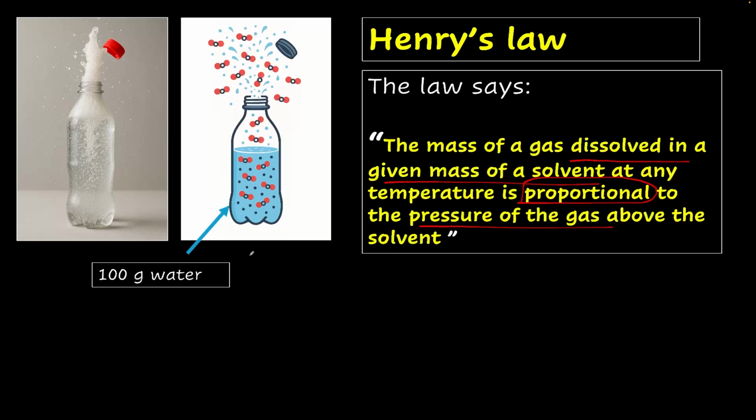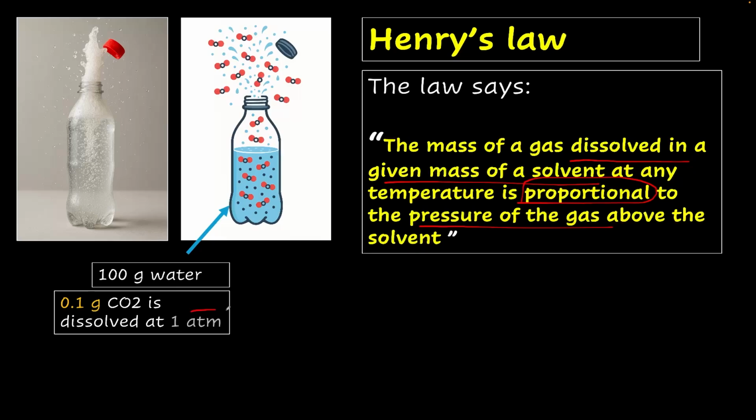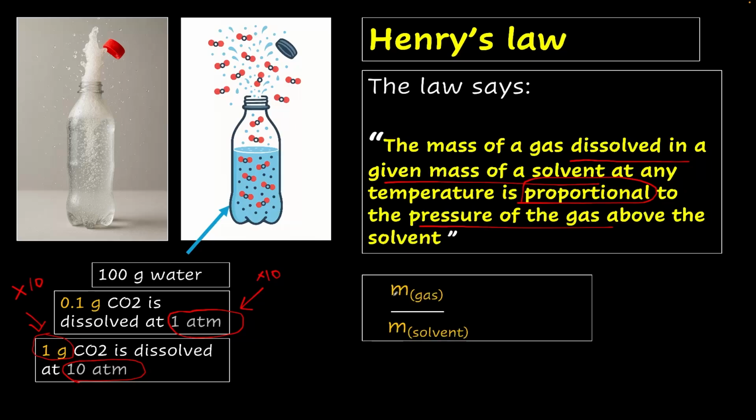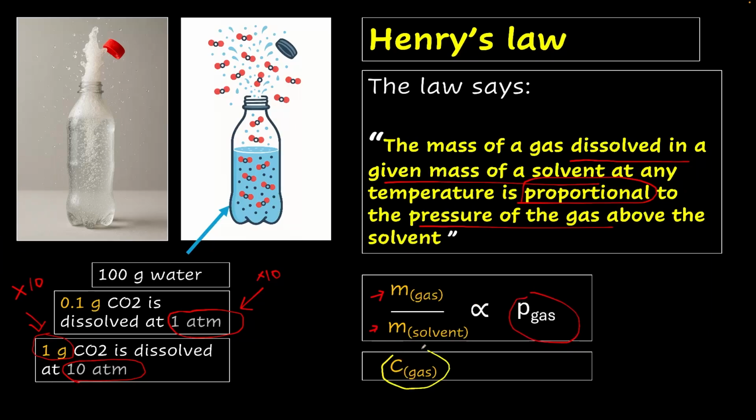Imagine there's 100 grams of water and we have dissolved about 0.1 grams of CO2 at 1 atmosphere of pressure. If you increase the pressure by 10x to 10 atmospheres, then you increase the solubility by 10x. That is what proportionality of pressure to solubility is. If you increase the pressure by any multiple, you'll increase the solubility by the same multiple. So in mathematical terms, the mass of the gas divided by the mass of the solvent is proportional to the pressure of the gas. Or you could also say that the concentration of the gas, C, is proportional to the pressure of the gas. That is Henry's law.